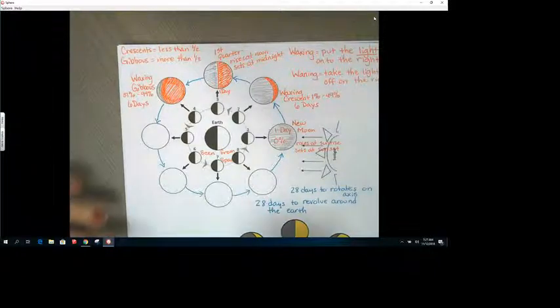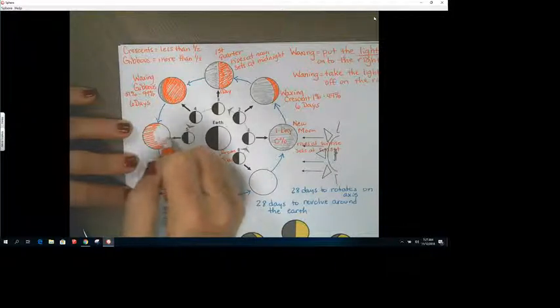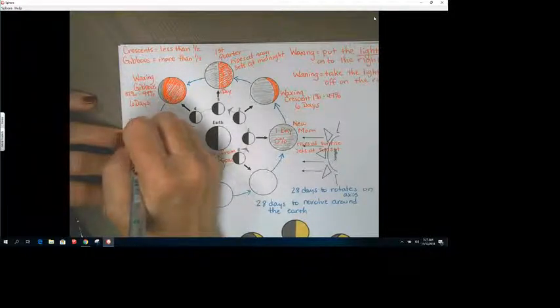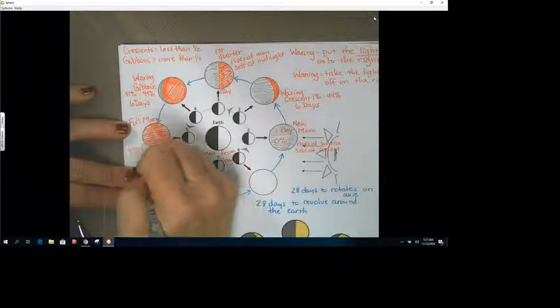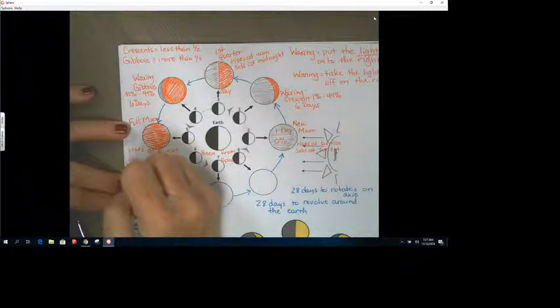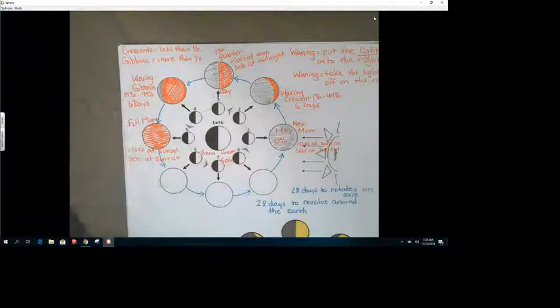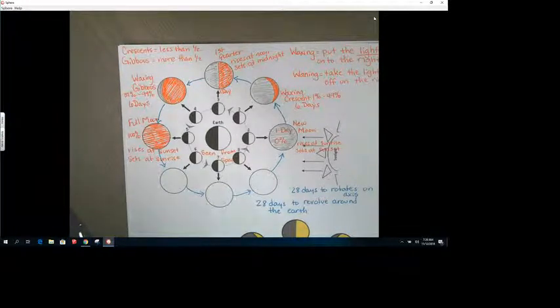Alright? Then we have our full moon. Full moon rises at sunset and sets at sunrise. So we see this nice and bright up in the sky. And it's going to be close to 100%. Not every full moon that we see will be at 100%, but usually it's in the 99%.